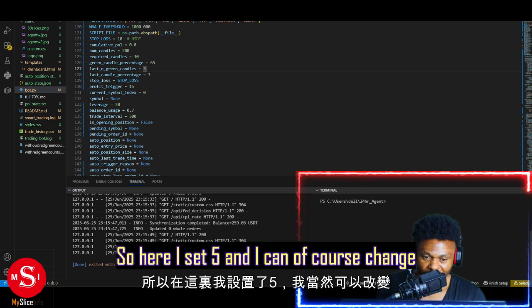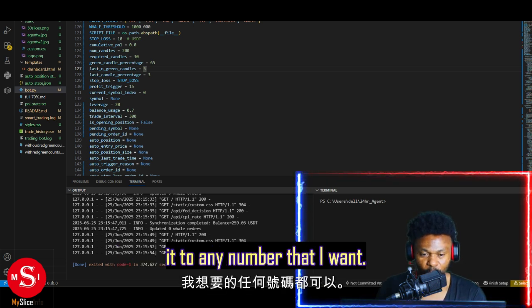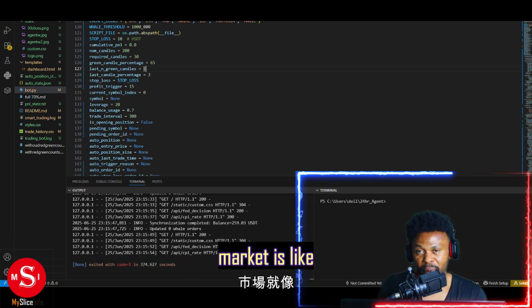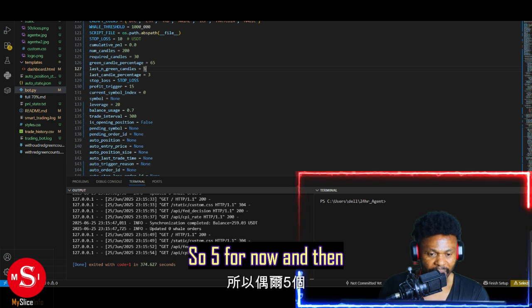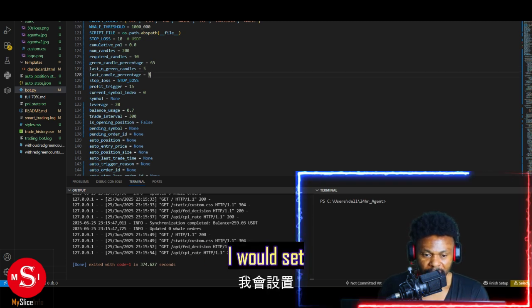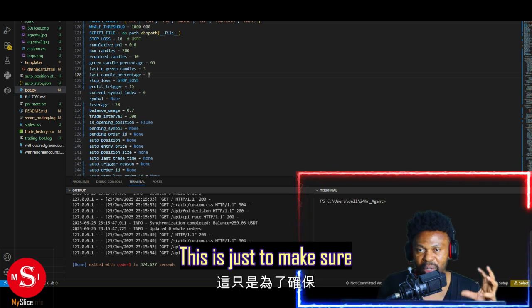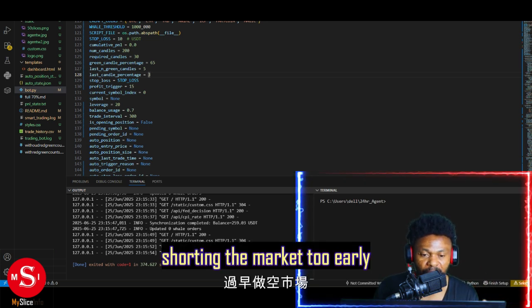So here I set 5, and I can of course change it to any number that I want. Sometimes I could change to 6 if the market is pumping a lot. So 5 for now, and then I would set the last candle percentage. This is just to make sure you're not shorting the market too early.